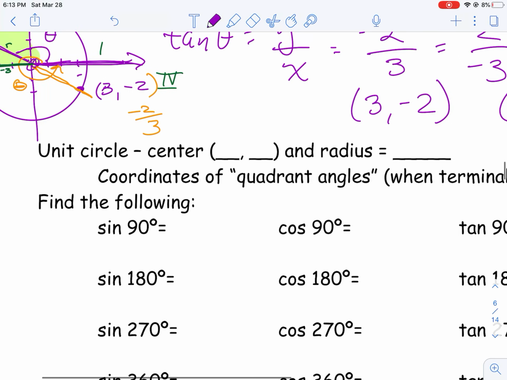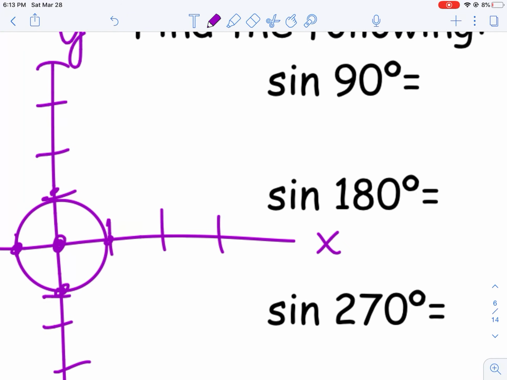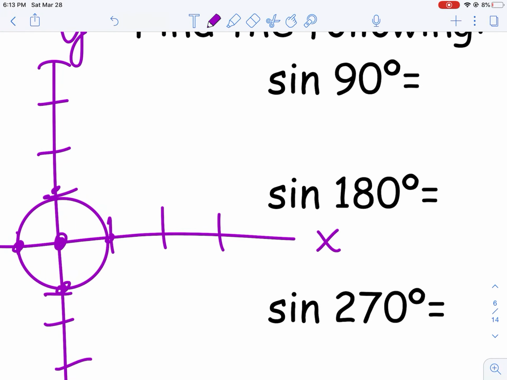Probably if you've had a pre-calc class, you've heard of the unit circle. It has a center at 0, 0, and the radius is 1. Okay, so I would like to draw a unit circle. If I think of this as an xy axis, we need to find this circle with the center at 0, 0 and a radius of 1. That means when I draw it, the radius is going to be 1. You can see this is close to a radius of 1. This is a unit circle.